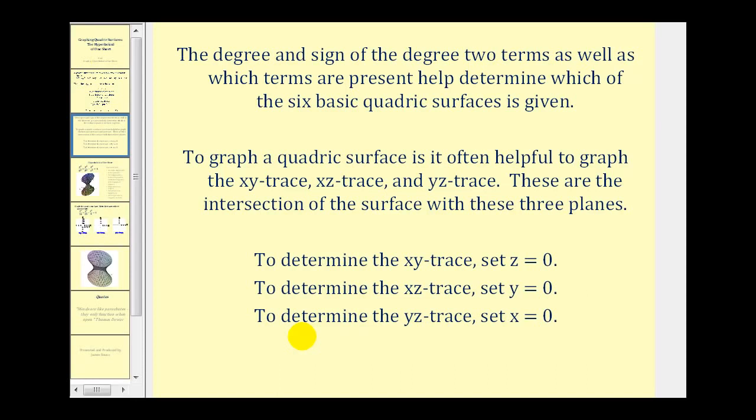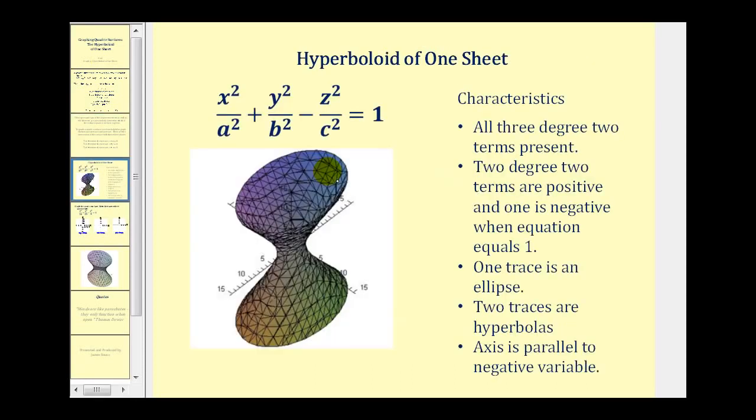But in this video, we'll take a look at the surface using Maple. Remember, the terms present in the equation of a quadric surface tell us what type of quadric surface we have. For a hyperboloid, notice that all three degree 2 terms are present, but when the equation is equal to 1, two of the terms are positive and one of the terms is negative. When we take a look at the traces of a hyperboloid, one trace will be an ellipse, and then lastly, the axis of the hyperboloid will be parallel to the axis of the negative variable. Notice the z term is negative and the axis is a vertical line.